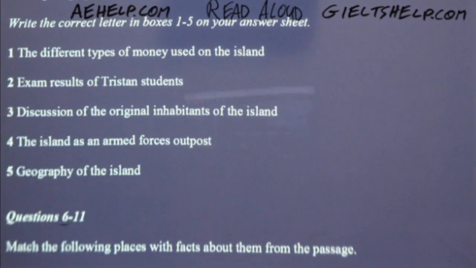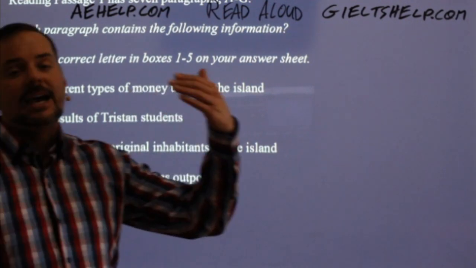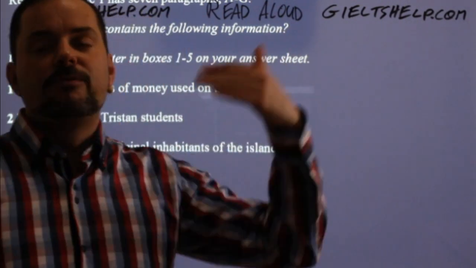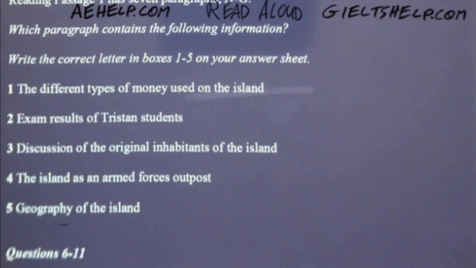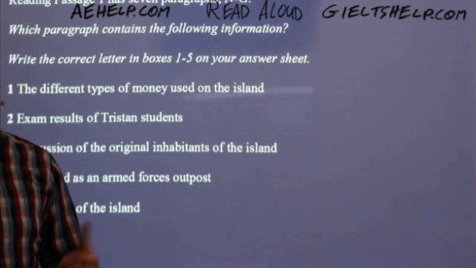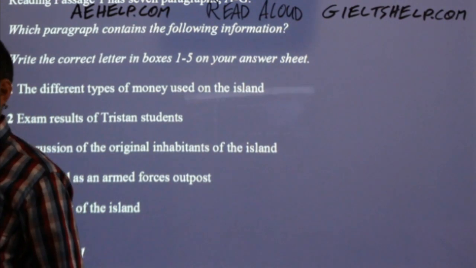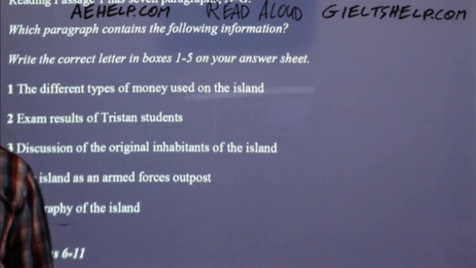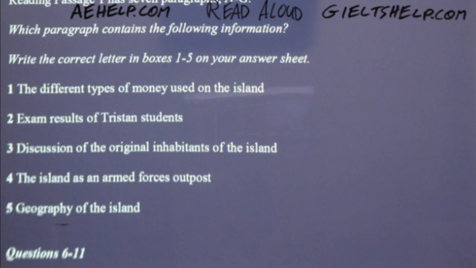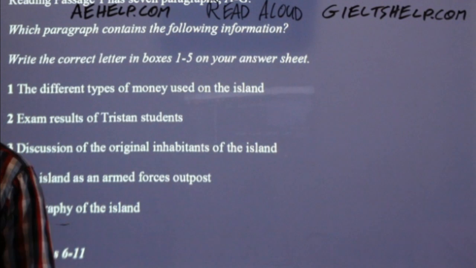Here we go. Number one, which paragraph contains the following information? Let's do this together. Let's see how well you visualized and kept a memory log of what you saw in the passage. So the different types of money used on the island. What did you visualize? What was that different kind of money used on the island? Hopefully you saw this. It was a very interesting type of money. Which paragraph do you think it was? I hope you're still with me.